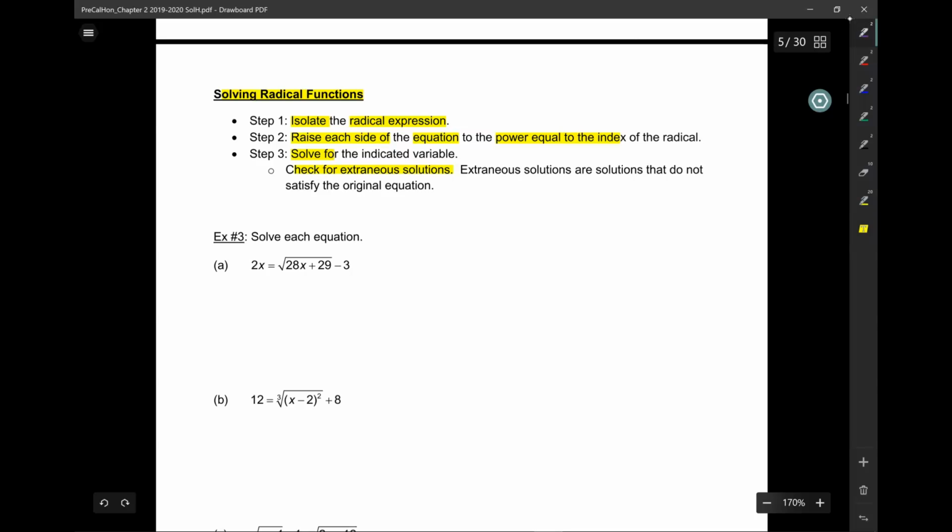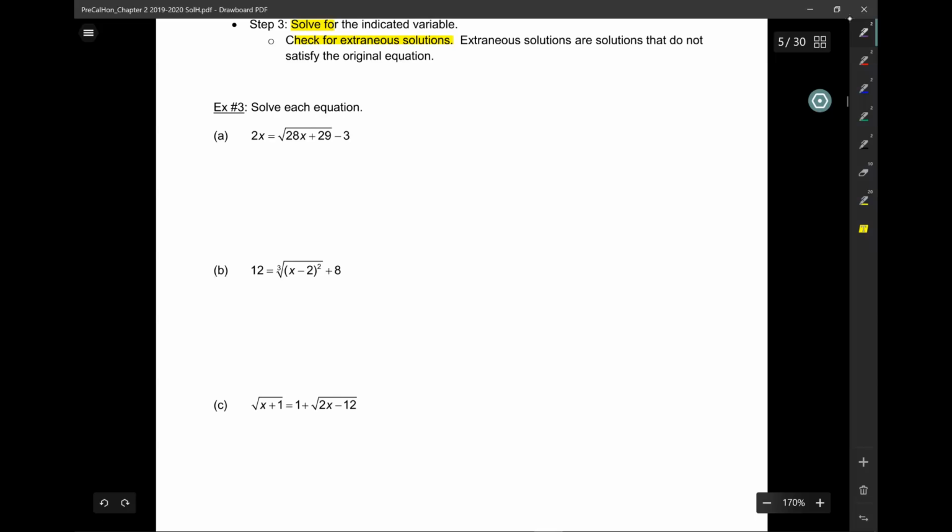Okay, what's important for step one is if there are two radicals in the equation, it really helps if you put one on each side. You just want one radical on each side, and then you can put the number with whichever radical you like. That you won't have to solve.